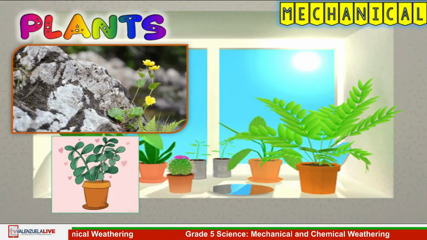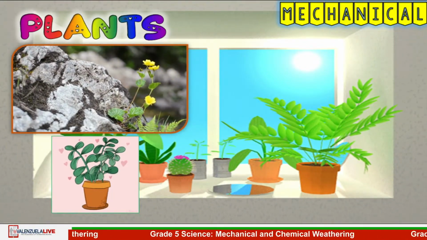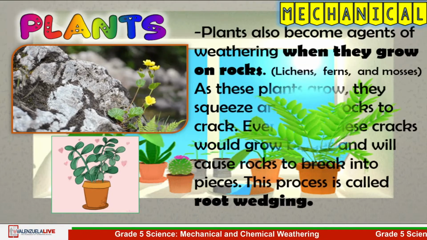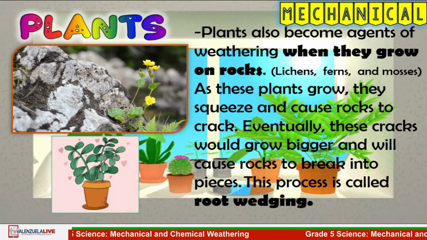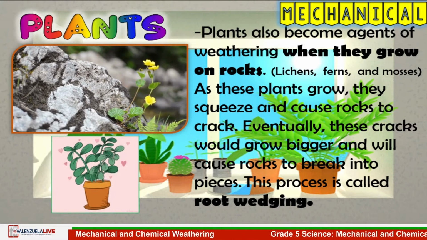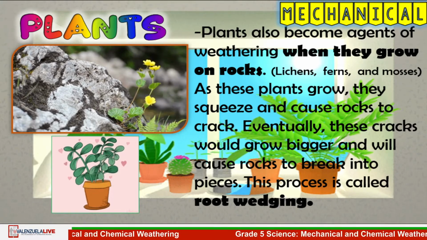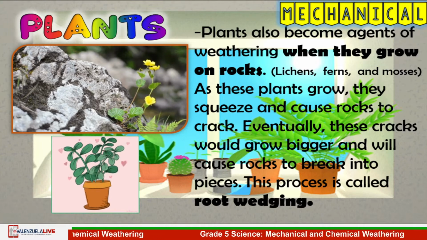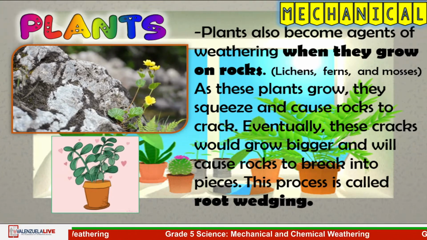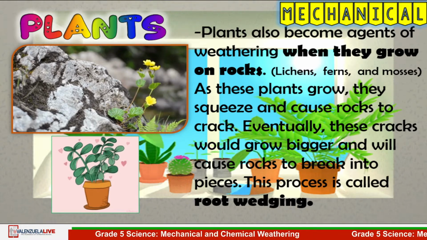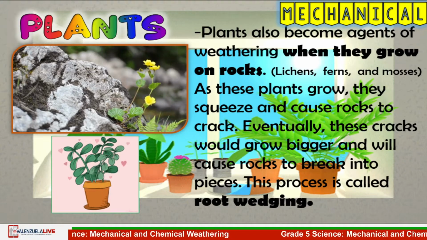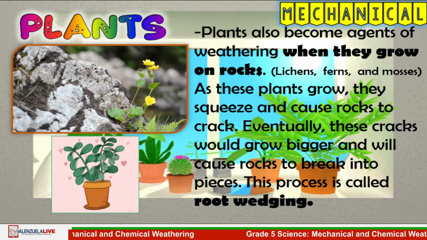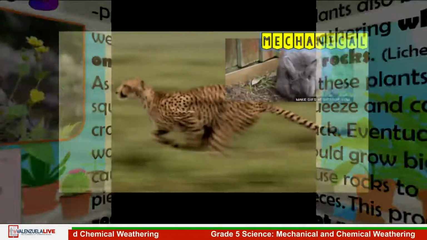Next are the plants. Plants also become agents of weathering when they grow on rocks. Some of the plants that grow on rocks are lichens, ferns, and mosses. As these plants grow, they squeeze and cause rocks to crack. Eventually, these cracks become bigger and will cause the rock to break into pieces. This process is called root wedging.